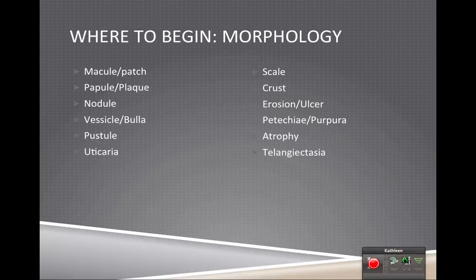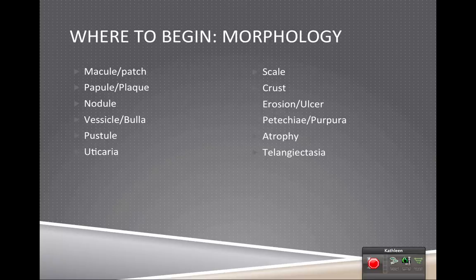Where to begin? Derm is a huge subject. The starting place should be describing the lesion adequately. So we're going to talk about the morphology, what type of shape or lesion this is. Is this a macule versus a patch, and the difference has to do with size? Is this a papule versus a plaque, and the difference has to do with size? Is this a nodule? Is this a vesicle or a bulla? Again, the difference has to do with size.